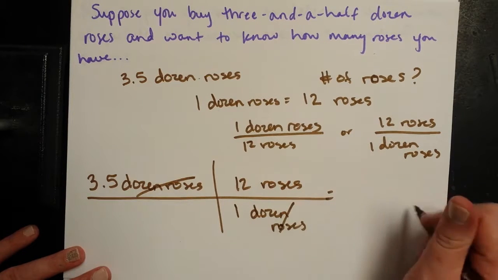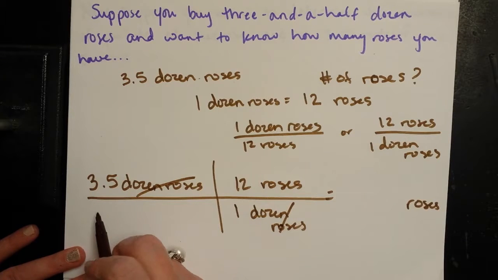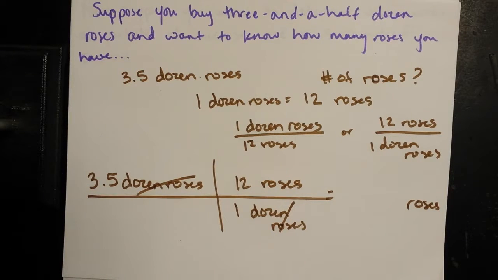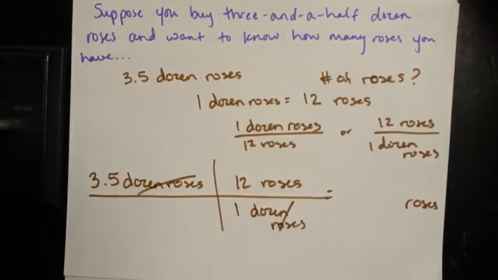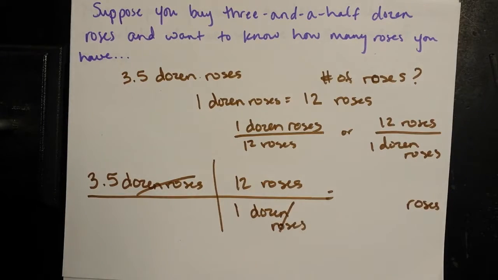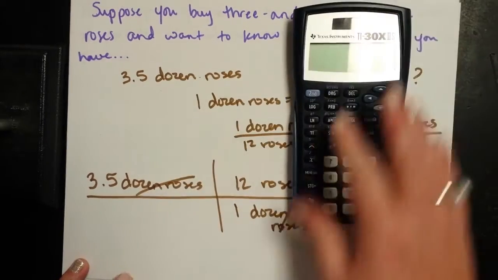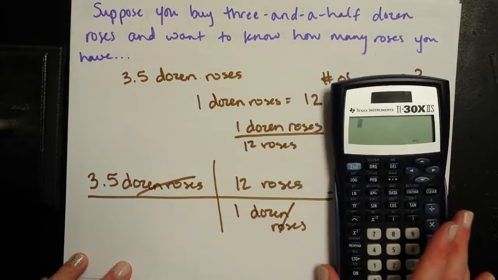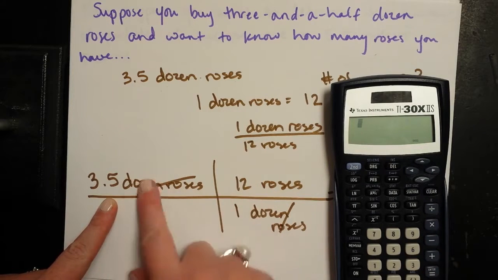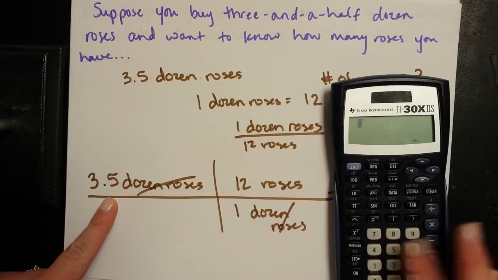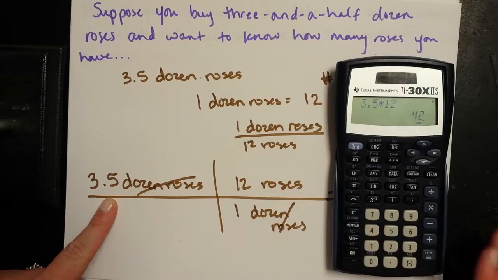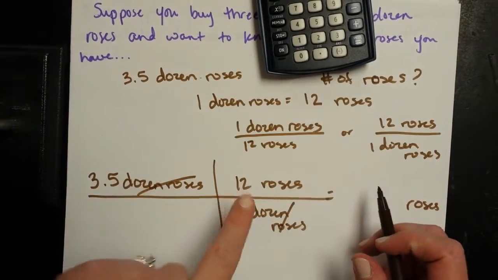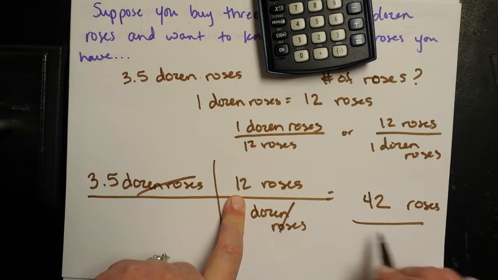Dozen roses cancel, we're left with just regular old roses, and I'm sure that a lot of people could have figured out that you would multiply 3.5 times 12. Let me grab my calculator real quick, just to show you, because if these were bigger numbers, you would definitely want your calculator, and let's just practice plugging in numbers when you have dimensional analysis. Since these are both in the numerator, I can multiply them. My denominator is an understood 1, times 1, so just 1. So I'm going to do 3.5 times 12, and 42 is my answer. So if I have 3.5 dozen roses, I've got 42 individual roses.